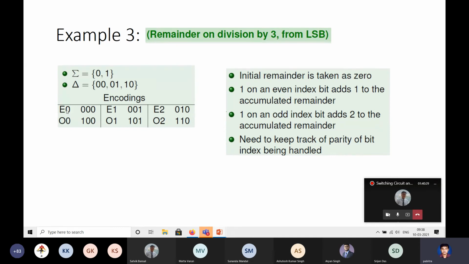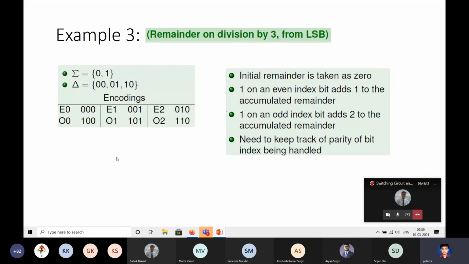Suppose currently I have a remainder of 0 and the next bit position is even, and I get a 1. So if my current state is E0 and my input is 1, what will be my next state? According to this rule, what will be the transition? E0 on input 1 transitions to which state? O1. It transitions to O1.